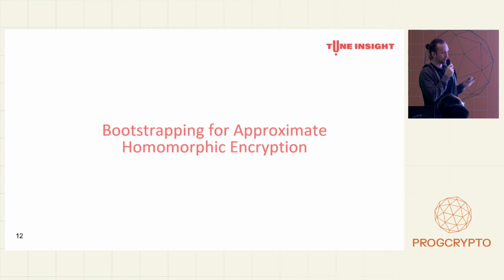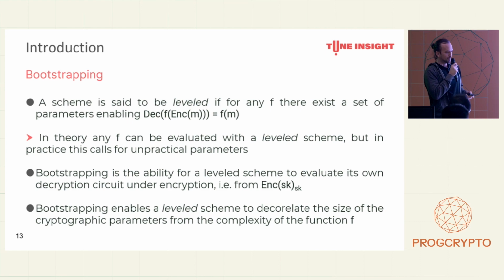Finally, now we go into the main topic, which is bootstrapping. So a scheme is said to be leveled if, for any function f, there exists a set of cryptographic parameters that enables you to evaluate this function and decrypt it to the correct decryption. So in theory, you can evaluate any function if you choose large enough parameters. But in practice, the size of parameters grows really fast with the depth of the circuit, and you will easily reach parameters that are impractical.